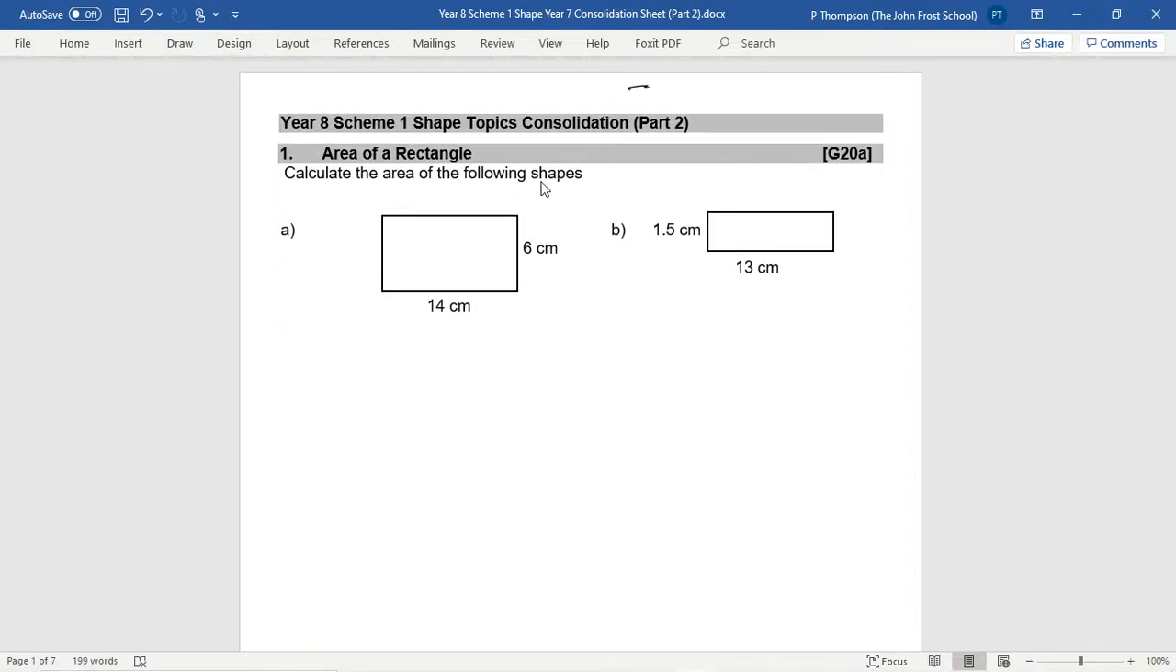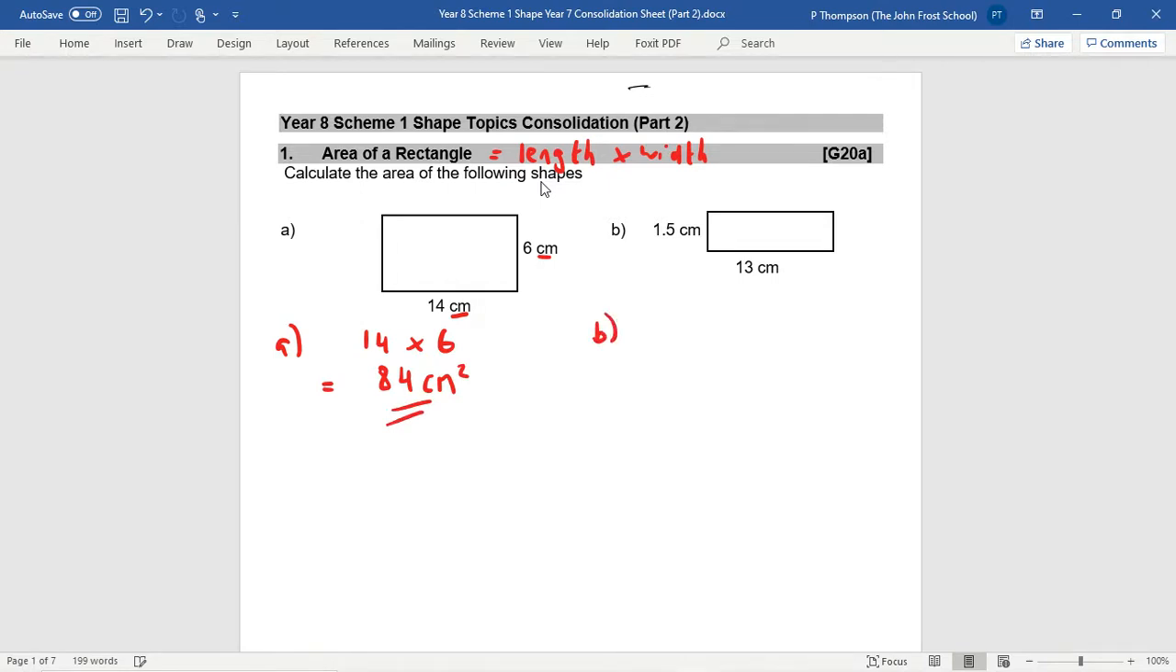Right. So remember the first one, area of a rectangle. Remember that the area of a rectangle is just the length of the rectangle times the width. Okay, so this first one, the area is just going to be 14 times 6, which is 84. Remember, because it's an area, we're going to be counting squares, so it'd be 84 cm squares.